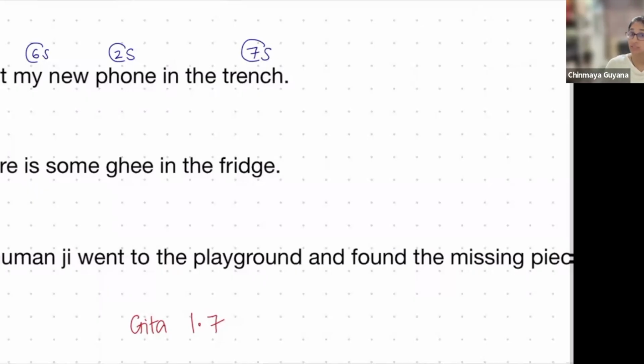What is our verb? You'll see in this sentence why it's so important to find the verb. What is the verb? Is. There is. What is? Some ghee. Some ghee will be first case. If you've made mistakes, you please correct them. This is not a YouTube show. This is homework. Right? So we're doing a class together. You please correct if you have made mistakes. There is some ghee. Where is the ghee? In the fridge. Ghee is singular. Fridge is singular.